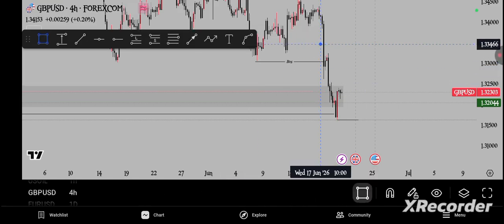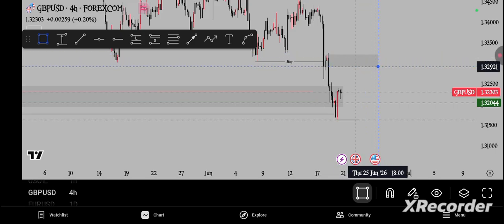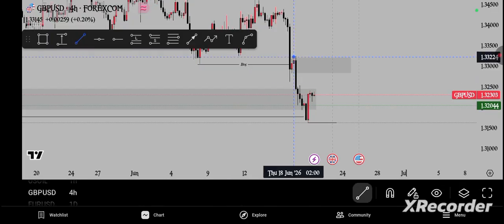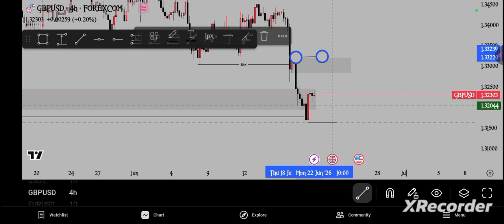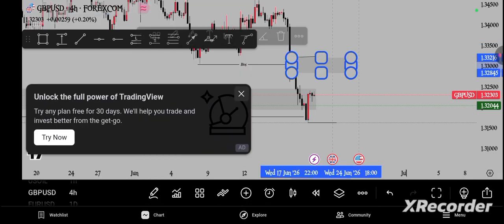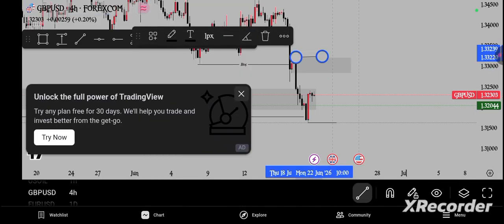But since this is a break of structure, this could be used as an inducement, but is a very potential area to watch out for. There could be a sweep of this inducement and a potential sell. So just watch out for this.